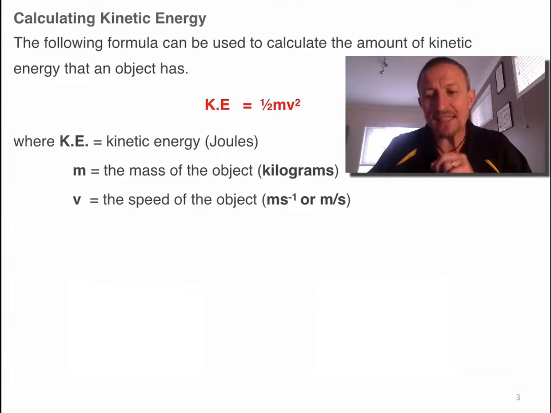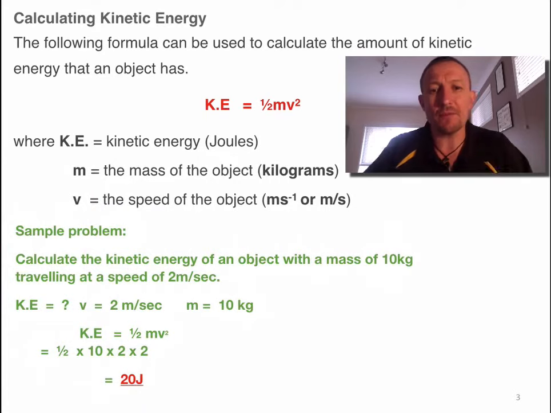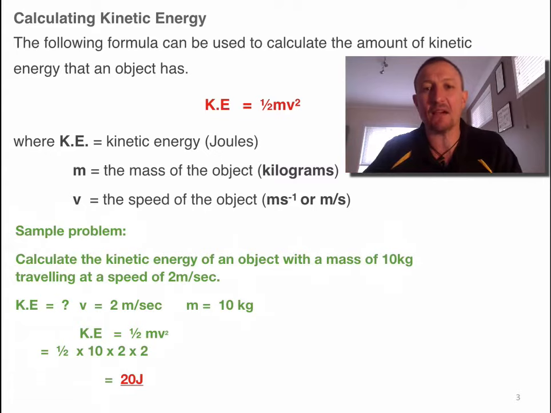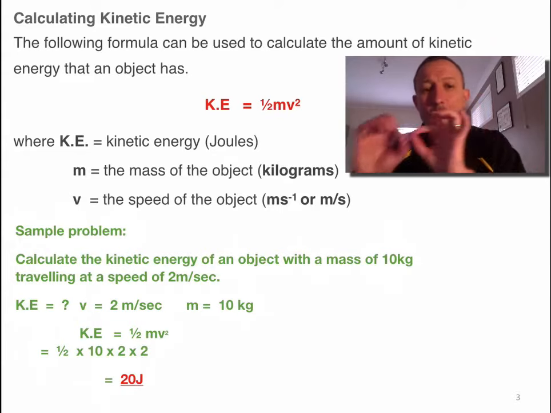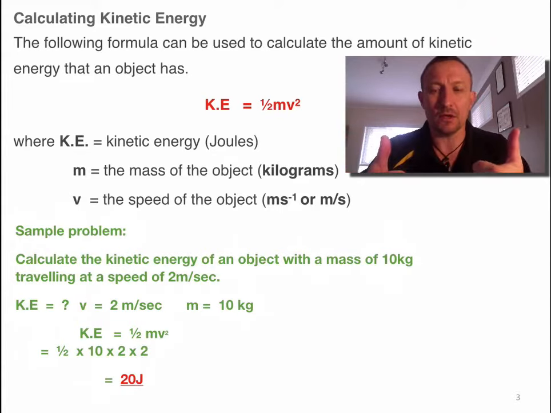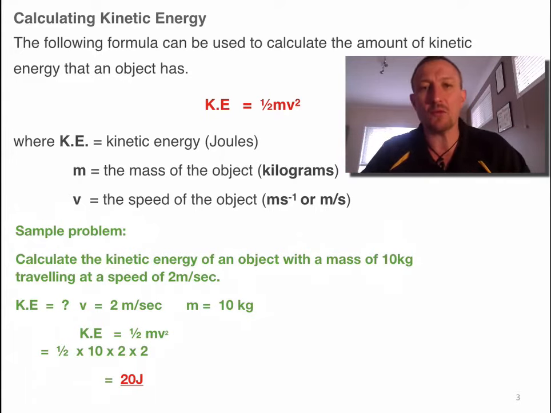So let's have a look at a little problem. We've got a sample problem here where we've got the kinetic energy of an object with a mass of 10 kilograms. Notice it's in kilograms, so it's all good. Traveling at a speed of 2 meters per second. That's good as well. So all the units are the same. What I always get people to do is write down what you know. We know the speed is in meters per second, and we know the mass is 10 kilograms. Then write down the formula. The formula is 1/2 mv squared.